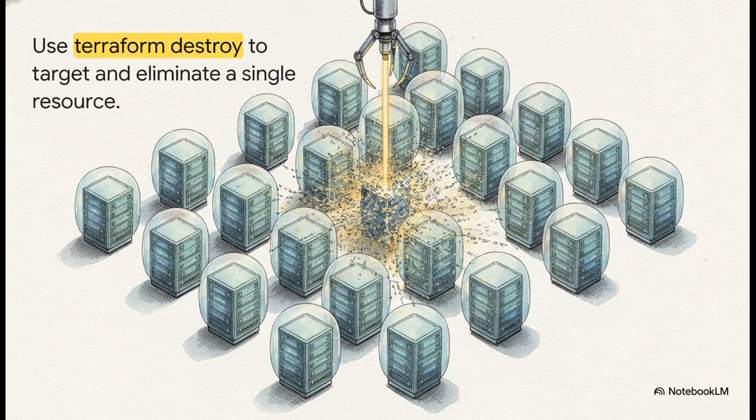The answer is a brilliant, highly specific command, Terraform destroy -target, followed immediately by the resource type and the resource name. Instead of tearing down the entire environment and starting over, this command acts as a precision surgical strike. It lets you point Terraform directly at that one specific piece of infrastructure and eliminate it, leaving everything else untouched, perfectly safe, and humming along in the state file.